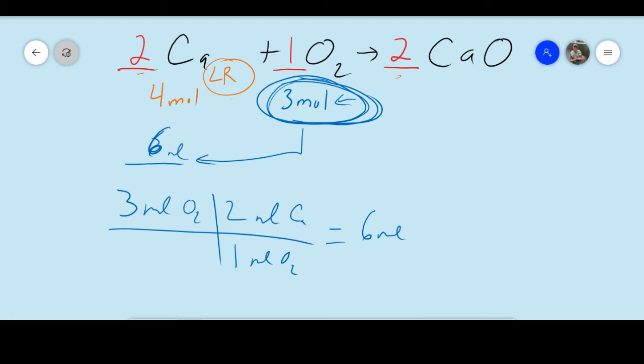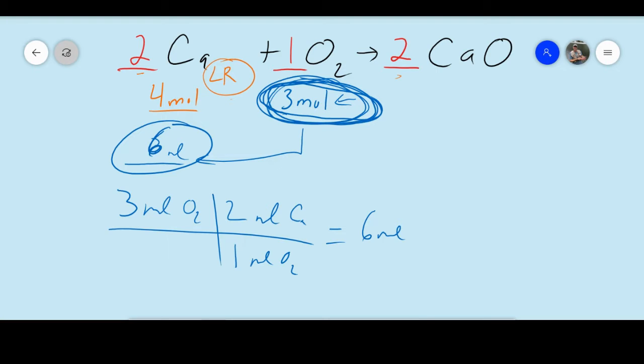So what this is saying is if I want to react my 3 moles of oxygen gas here, I need 6 moles of calcium. How much do I have though? I only have 4 moles. So I know that I don't have enough calcium to react with all the oxygen. Again, this shows me that calcium is my limiting reactant here.